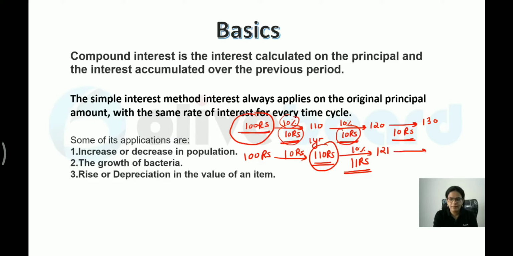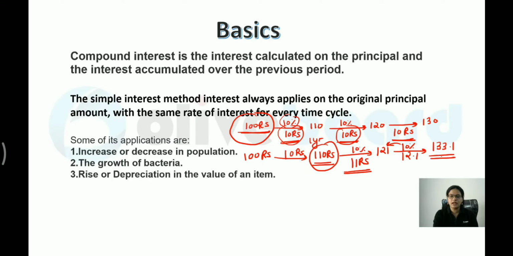Now next year when I'm calculating, I have to calculate 10% of this. What would be 10% of this? That is 12.1. So next year the total amount I'm going to get is 133.1. Are you getting it? So every year the value of interest is changing. Why? Because along with the principal, you are also adding the interest. So every year I have to calculate the interest based on the total value, not on the original principal. That is the basic concept of compound interest.